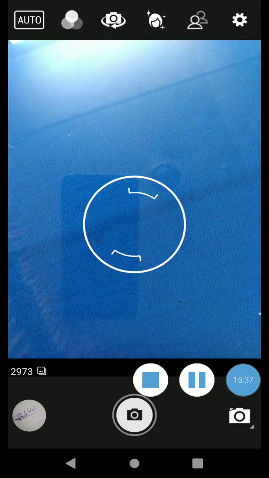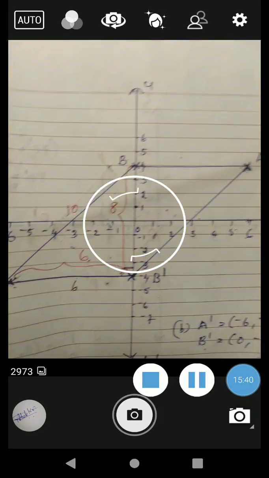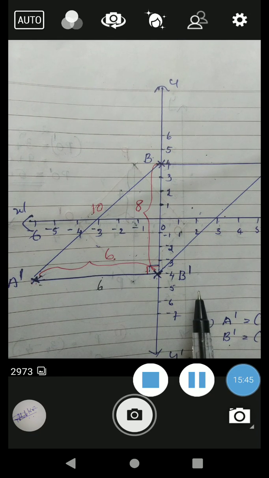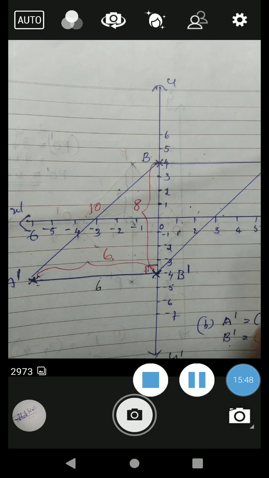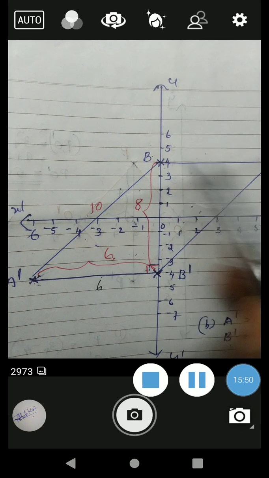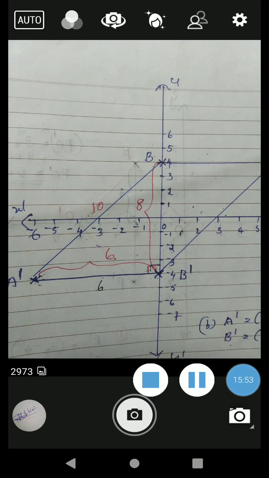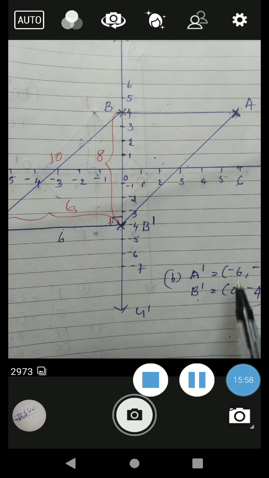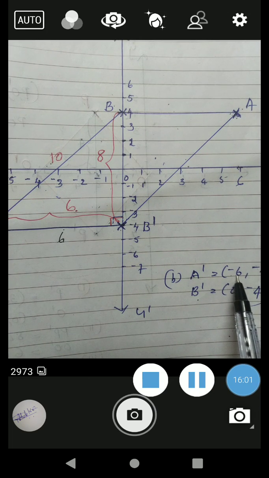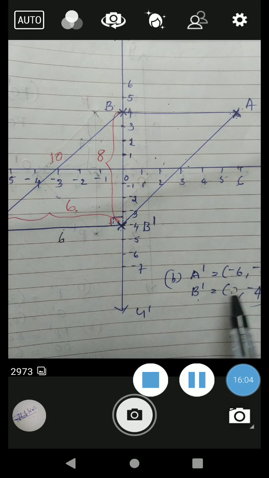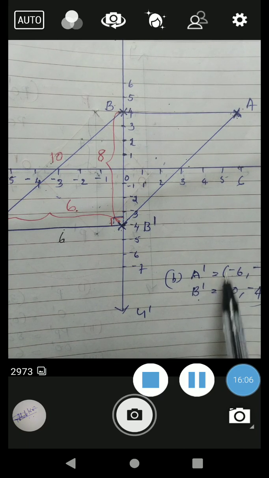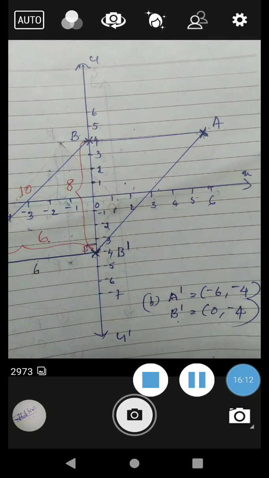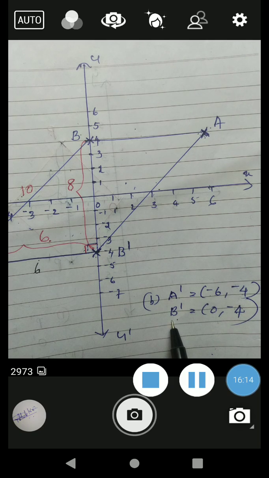Okay. Now, one more question. Question number 50. Using graph paper, plot the points (6, 4) and (0, 4). First you can plot (6, 4) and (0, 4), A and B. Reflect A and B in the origin. So you just change the sign of its x coordinate and y coordinate. That is A dash and B dash, you can see, and mark these 2 points. Okay, write the coordinates of A dash and B dash first. Then state the geometrical name for the figure.